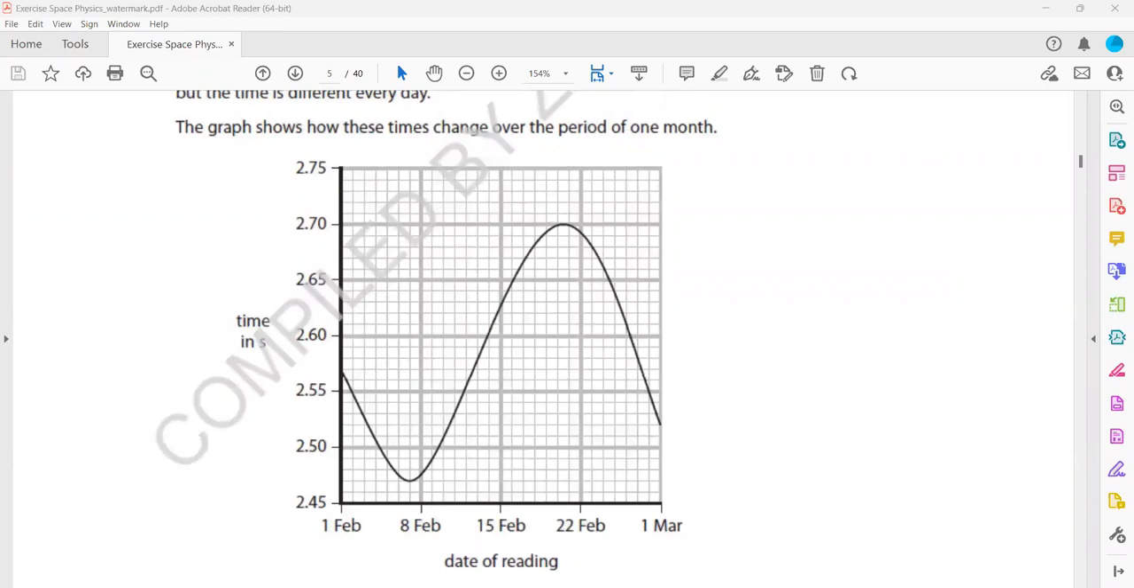So what can we deduce? First thing we can say is that the orbit of the moon is not circular. Yes, it is increasing and decreasing, that's true. But why is it increasing and decreasing? Because the orbit is not circular. If the orbit was exactly circular, it should take the same time for a light to reflect every day.